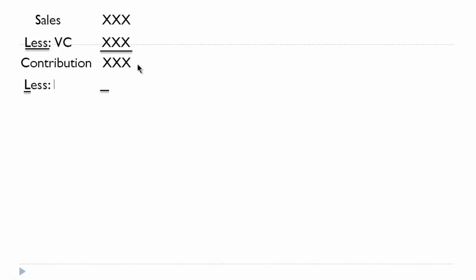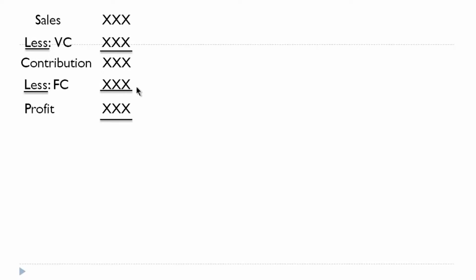From sales, instead of removing a single item cost, I'll remove the variable cost first. Then once variable cost is removed, what we get is known as contribution. Because from sales, if you remove variable cost, you will get a profit, and that profit is called contribution, because this portion is what is going to contribute to covering the fixed cost and to giving profits to the owners. So from contribution, if you remove the fixed cost, what you will get is known as profit.